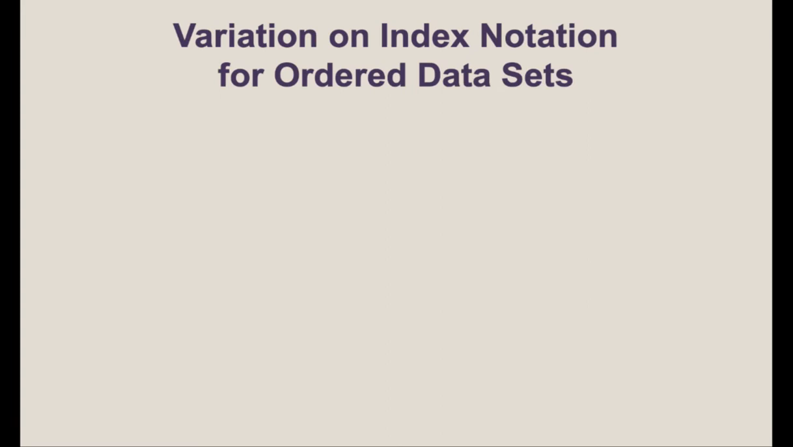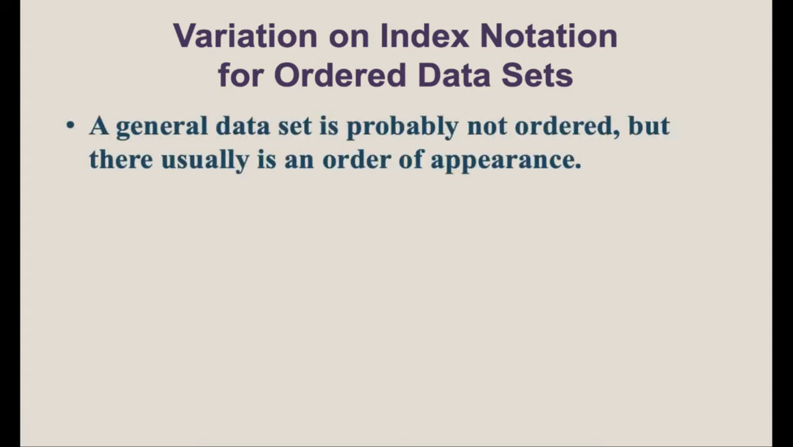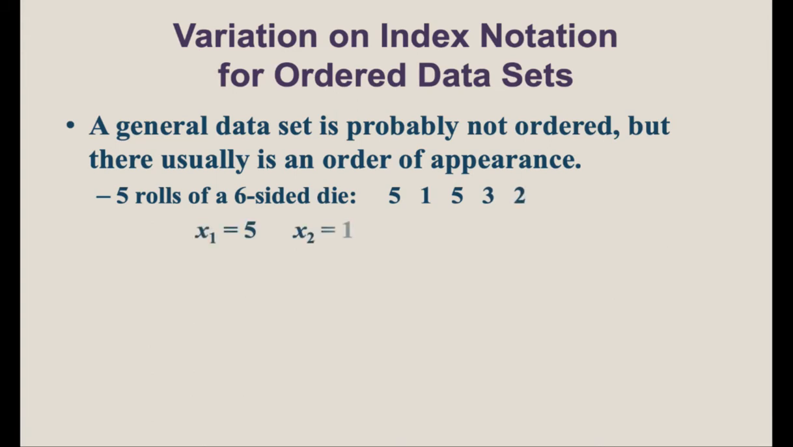Before we proceed, we need to introduce a variation on the index notation we've been using. Let's start with a very basic and very small data set. Here we have the results of rolling a 6-sided die 5 times. As is often the case, most data sets, as they are constructed or recorded, are not ordered. Here we have a 5, a 1, another 5, a 3, and lastly a 2. Using our index notation, we could write the data set as shown here. x sub 1 equals 5, x sub 2 equals 1, all the way up through x sub 5 equals 2.